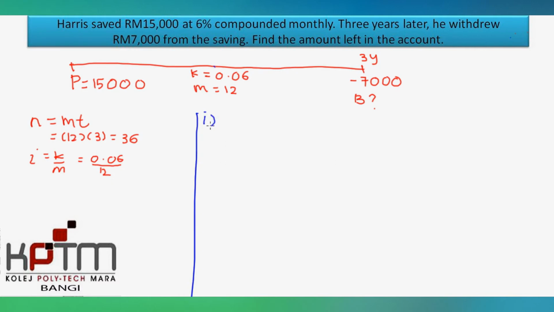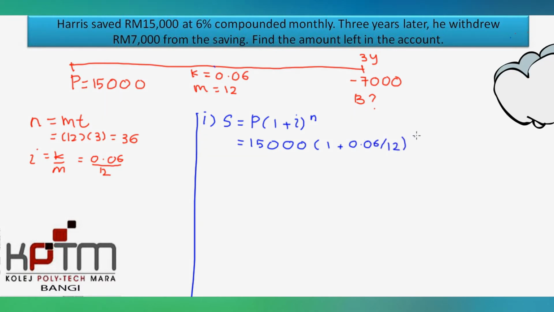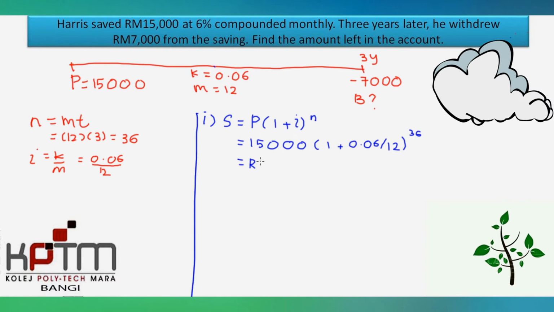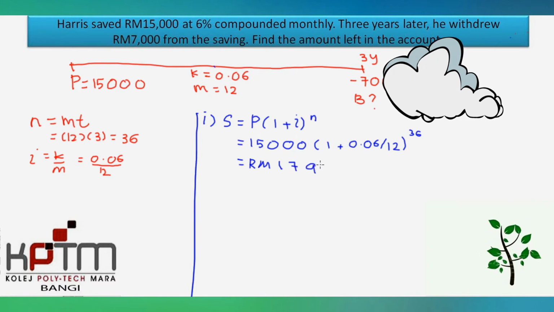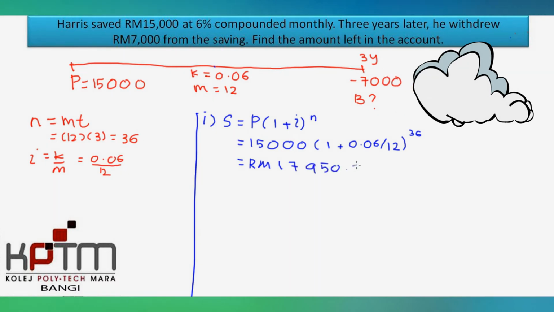First, we have to find the future value of compound interest, which is S equals P times (1 plus I) power of N. Our principal is 15,000 times (1 plus 0.06 over 12) power of 36. Then we have RM 17950.21.